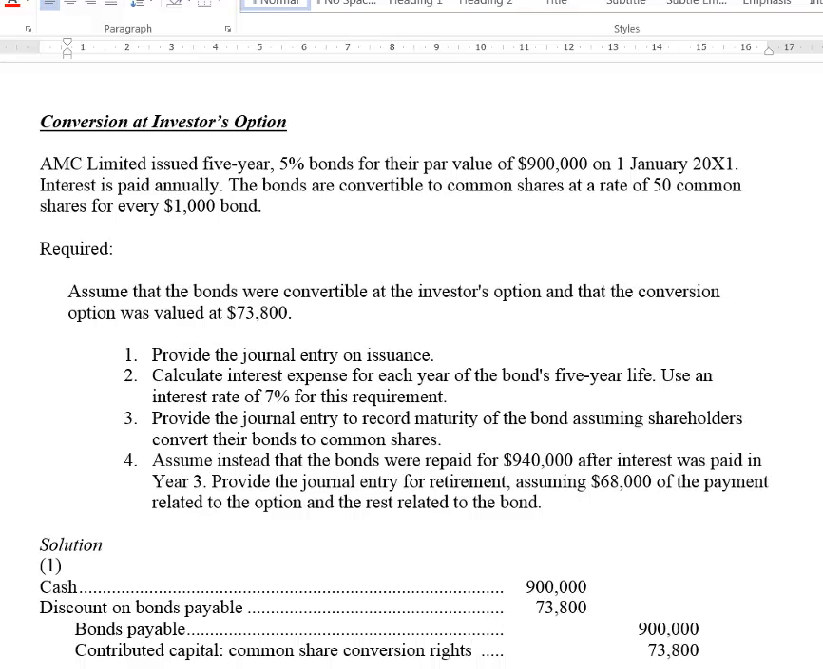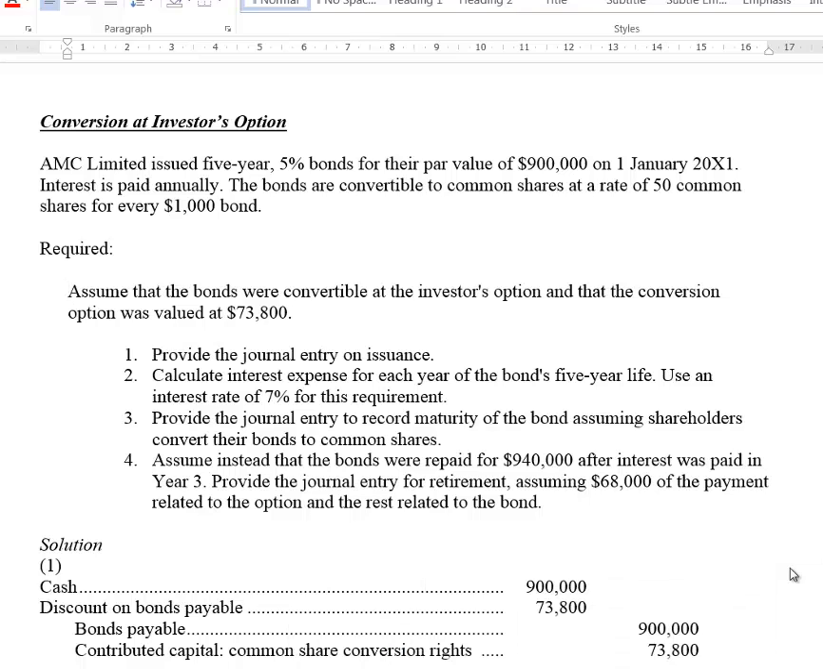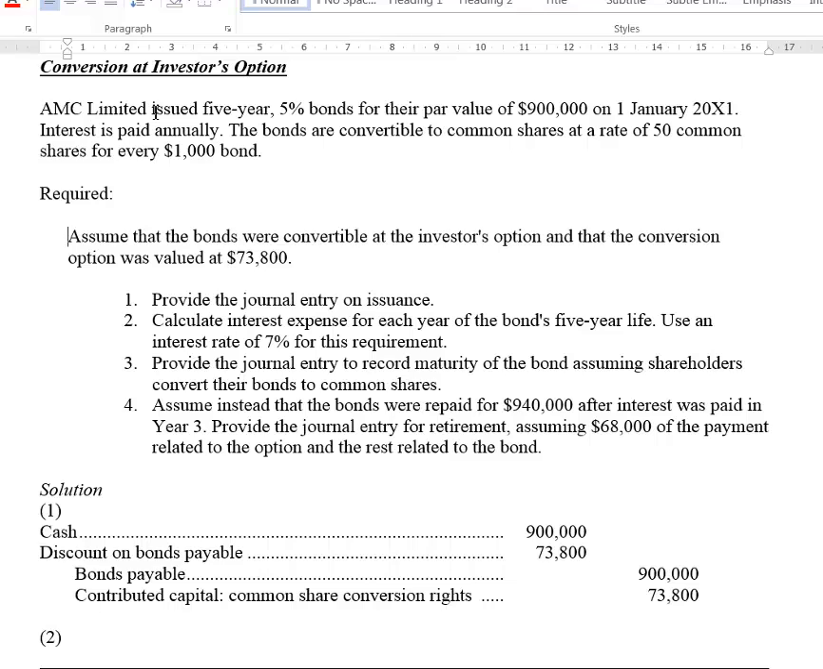Hi folks, and welcome to this video on issuing a bond that's convertible where conversion is at the investor's option. In this example, we have a company, AMC Limited. They issued 5-year, 5% bonds, and they're issuing them at par value, which is $900,000, on the 1st of January X1.